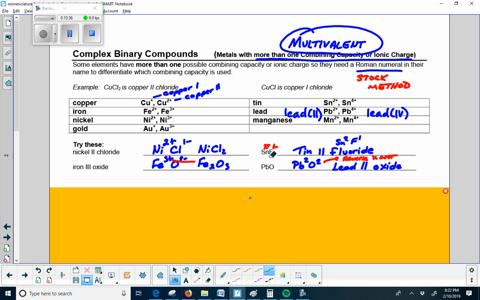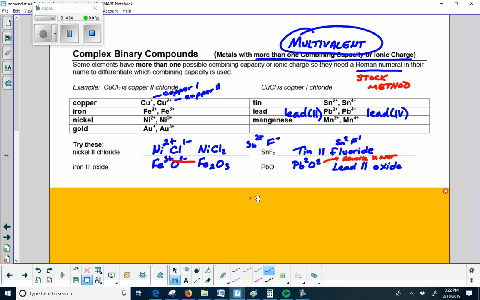Now, this is tin. You have to be careful with tin. So tin here has a charge of, we don't know what the charge is. It could be 2 or it could be 4. So we work backwards. So we know that fluorine is negative, and there's 2 fluorines. So the 2 must have come from the tin over here. So now this is going to be the version of tin that is 2. So we call this tin, Roman numeral 2, fluoride.